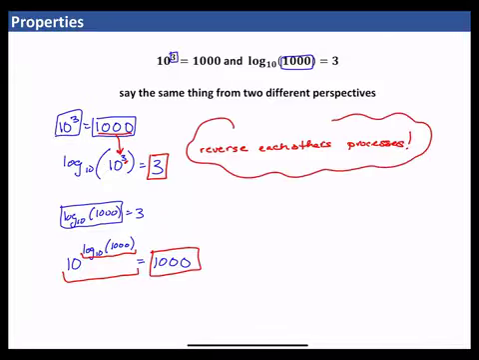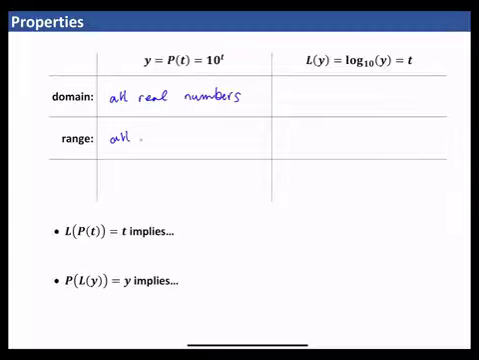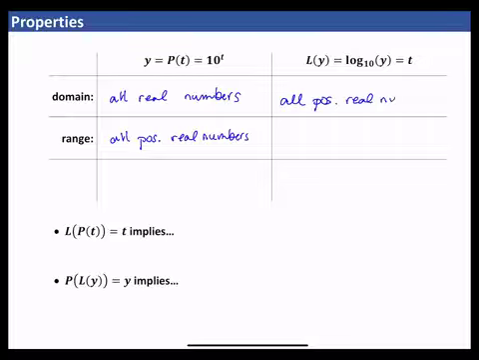We'll wrap up this video by summarizing the properties of the powers of 10 and base 10 logarithm functions. From previous work, we know the domain of y equals p of t equals 10 to the t is all real numbers, and the range is all positive real numbers. Because L of y equals log base 10 of y equals t is the inverse of function p, we know the domain and range will switch. So the base 10 logarithm has a domain of all positive real numbers and a range of all real numbers.